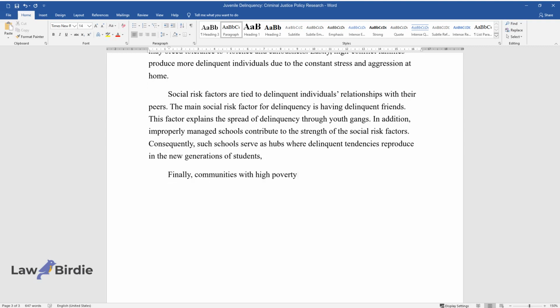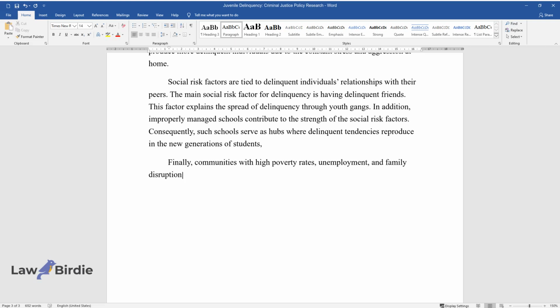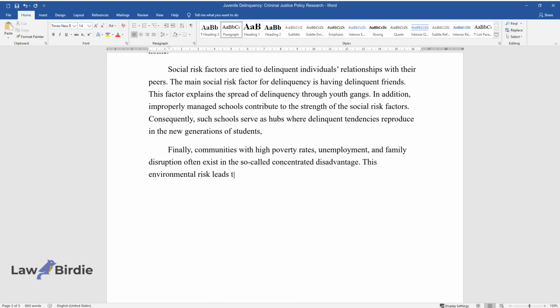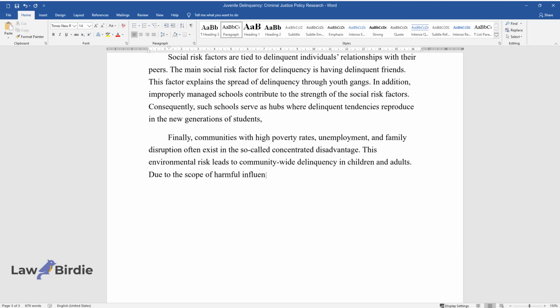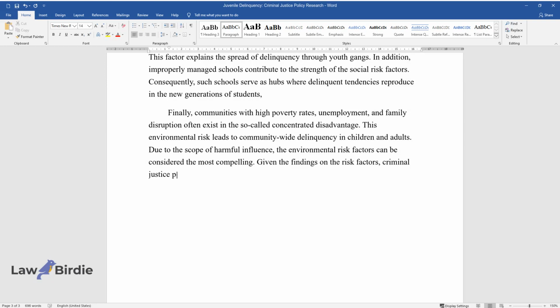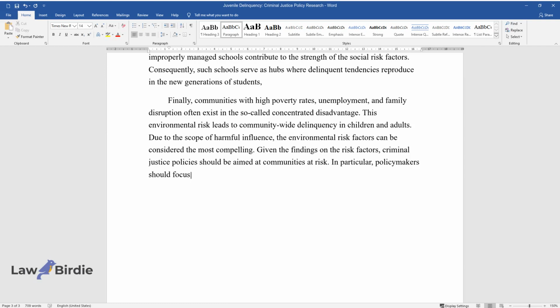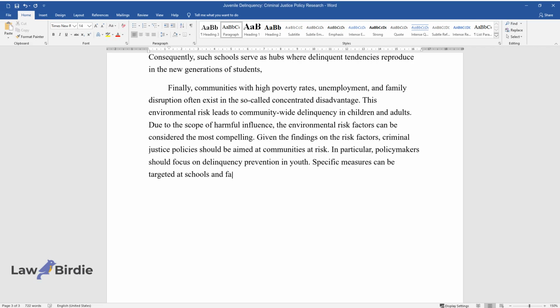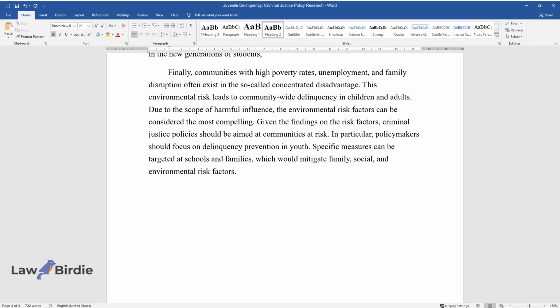Finally, communities with high poverty rates, unemployment, and family disruption often exist in the so-called concentrated disadvantage. This environmental risk leads to community-wide delinquency in children and adults. Due to the scope of harmful influence, the environmental risk factors can be considered the most compelling. Given the findings on the risk factors, criminal justice policies should be aimed at communities at risk. In particular, policymakers should focus on delinquency prevention in youth. Specific measures can be targeted at schools and families, which would mitigate family, social, and environmental risk factors.